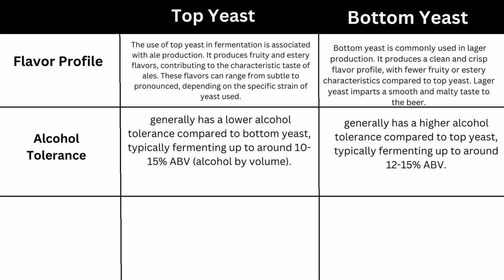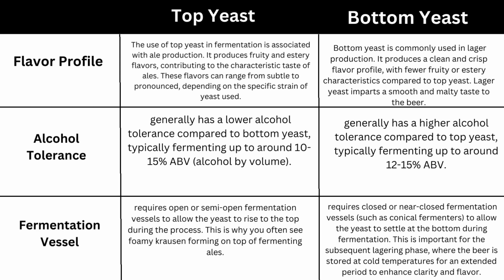Seventh, alcohol tolerance. Top yeast. Top yeast generally has a lower alcohol tolerance compared to bottom yeast, typically fermenting up to around 10 to 15% ABV, alcohol by volume. Bottom yeast. Bottom yeast generally has a higher alcohol tolerance compared to top yeast, typically fermenting up to around 12 to 15% ABV, alcohol by volume.